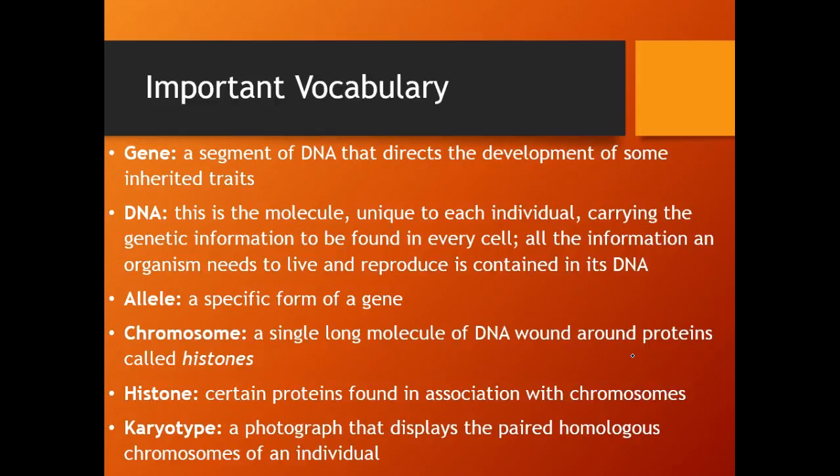So here's some important vocabulary you should be reviewing. Remember, a gene is that segment of DNA. DNA is all of the genetic information that an organism needs to live. An allele is a specific form or version of a gene. A chromosome is a single long molecule of DNA, right? So we have DNA, and it also contains proteins called histones. We know that histones are proteins found in association with chromosomes. And lastly, we went over karyotype, which is a photograph that displays the paired homologous chromosomes of an individual.